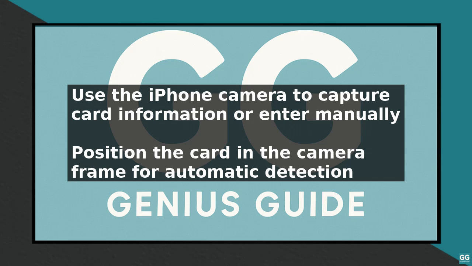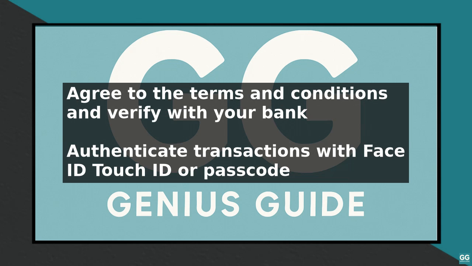Once the verification process is complete, your card will be added to the Wallet app and you will be ready to use Apple Pay. To use Apple Pay, simply hold your iPhone near a contactless payment terminal and authenticate the transaction with Face ID, Touch ID, or your passcode. You can also use Apple Pay to make purchases online or in apps by selecting Apple Pay as the payment method and authenticating the transaction.